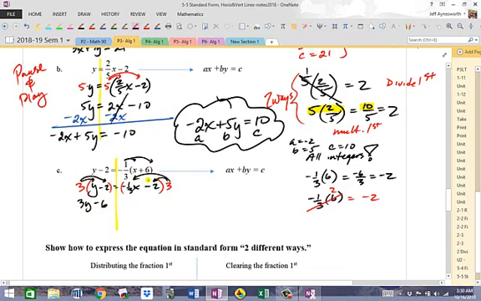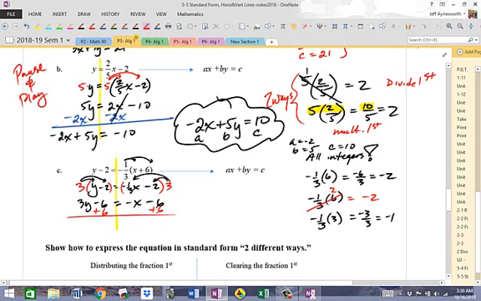Negative 1/3 times 3 is negative 3/3, or negative 1. So you're distributing through, you get negative x here. Negative 1x is negative x. And negative 2 times 3 is negative 6. Okay, now at this point, you want to get the constants on the right. So let's add 6.